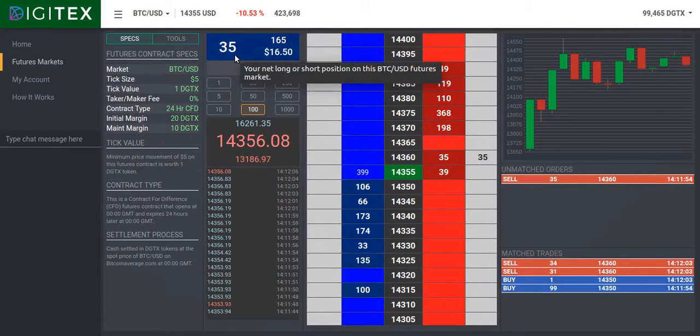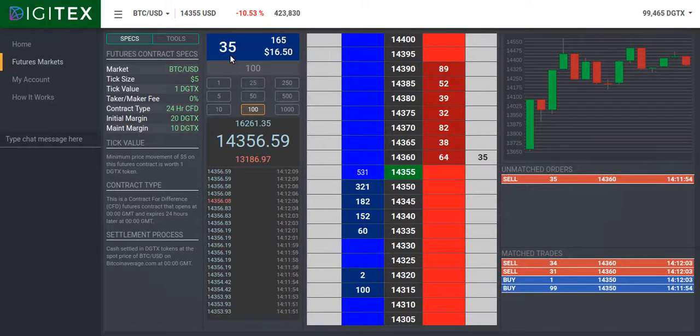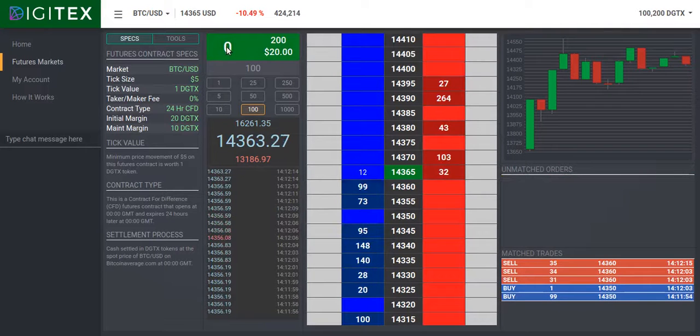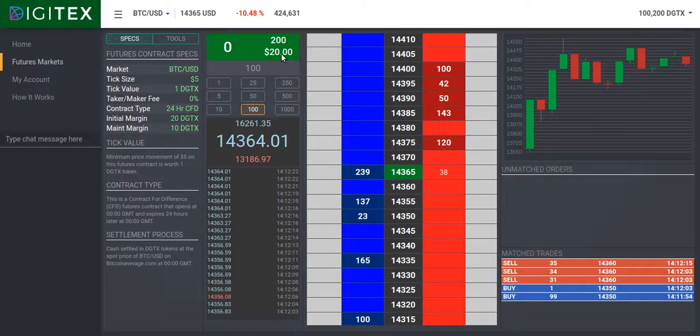Up here you can see your position. You can see I got matched on the buy. I've got most of the sell but not quite, so I've still got 35 lots that I'm long. So here I've got positive 35. That just got matched, so my position is now 0. Here's my profit, so I'm up 200 Digitex tokens, and if the Digitex token was valued at 10 cents per token, which it might be when the futures exchange launches, then that would be the equivalent dollar profit of $20.